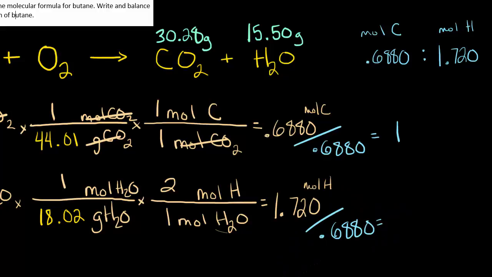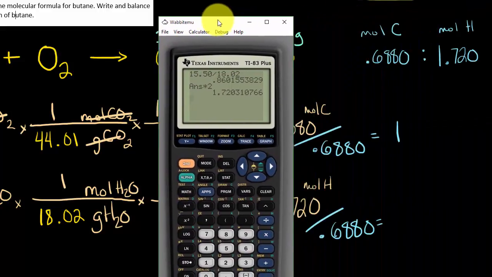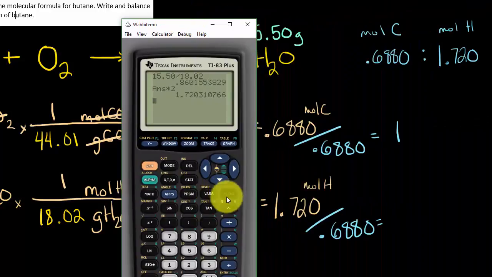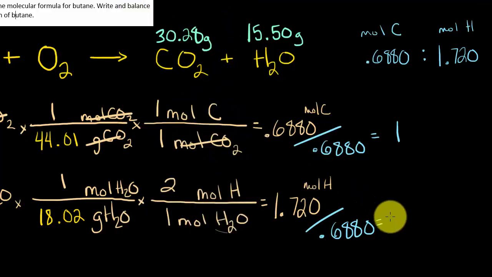And so we grab our calculator here. We'll move it over here where we can see our work and clear that out. And we have 1.720 moles of hydrogen, and we're going to divide that by the moles of carbon. We're going to divide that and see what our ratio is. 2.5. Okay, so let's go back here and we get 2.5. So this is much better. It's not quite great yet, but it is much better.